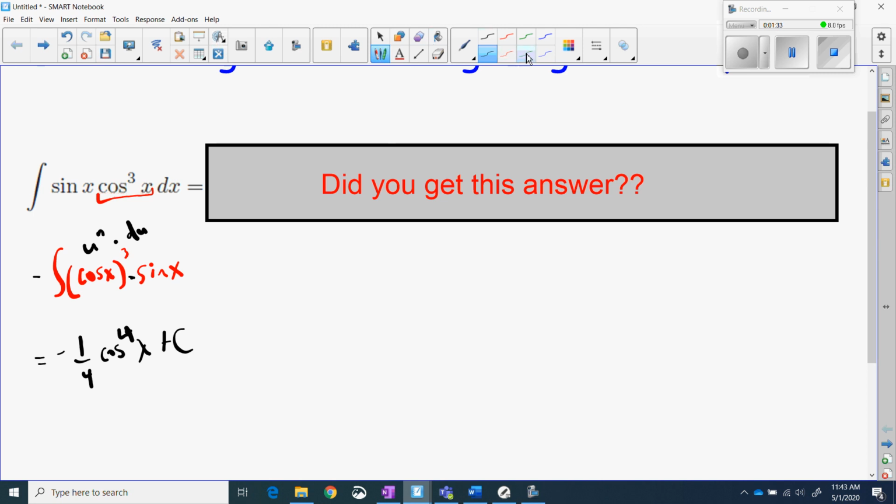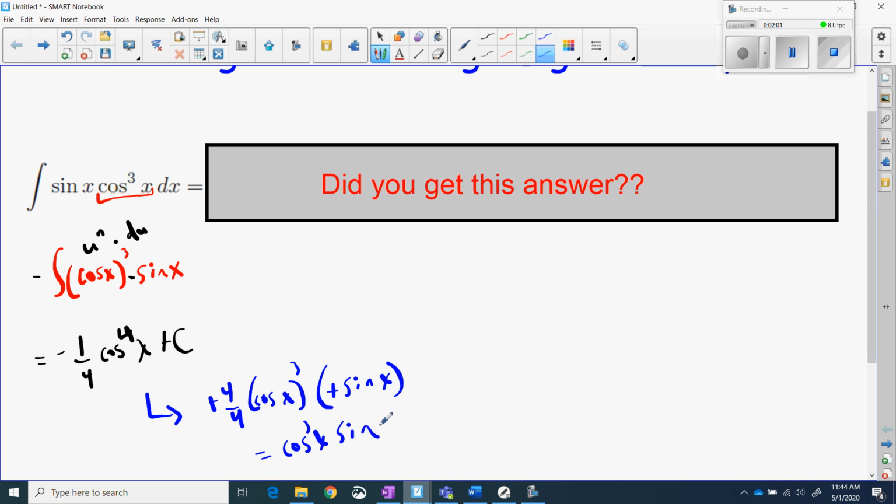And if you have questions, say, did you do that right? Let's check it real quick. Let's take the derivative of this. The derivative will be done using the chain rule. So it'd be negative 4/4 cosine x, subtracting 1 off your exponent. The derivative of cos would be negative sine x. 4/4 is 1. This negative would get rid of this, and I'd be left with cos cubed x sine x, which is the original question. So what I did here is correct.